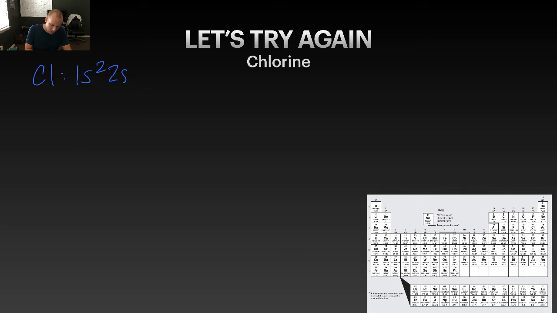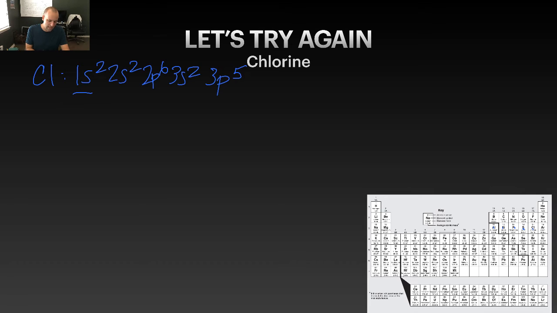1s2, 2s2, 2p6, 3s2, 3p, it's 5 spaces over. 1, 2, 3, 4, 5. So 3p5. There's 5 electrons in the outermost energy level. So to do the Hund's orbital diagram, you've got to set up all your boxes first.